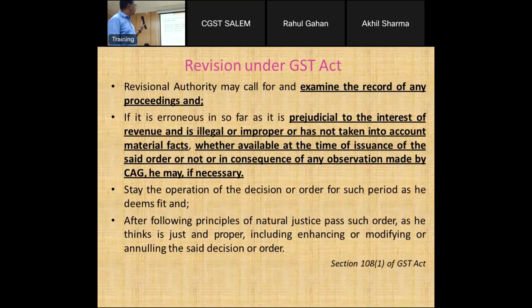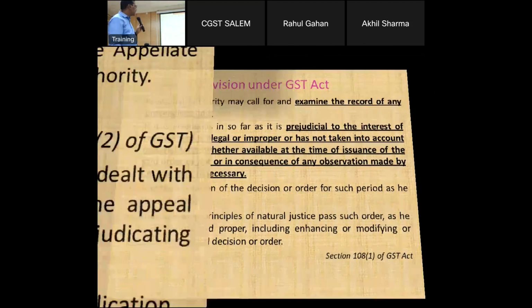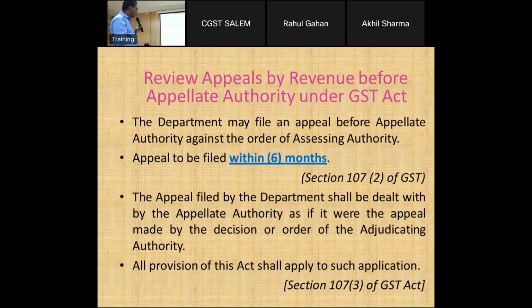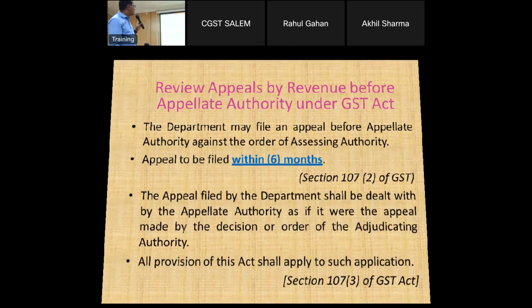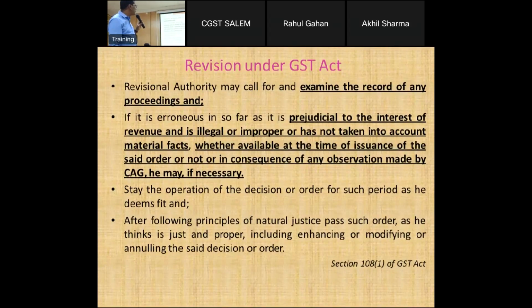Revision. This is different. Review is only one slide, but I am saying everything. Revision is another portion, for an order which cannot be appealed under section 107(2). If it is not an appealable order, revision can be made. The revision authority may call for and examine the record of any proceedings, and if it is erroneous insofar as it is prejudicial to the interest of the revenue, and is illegal or improper, or has not taken into account material facts, whether available at the time of issuance of the said order or not, in consequence of any observation made by the CAG.